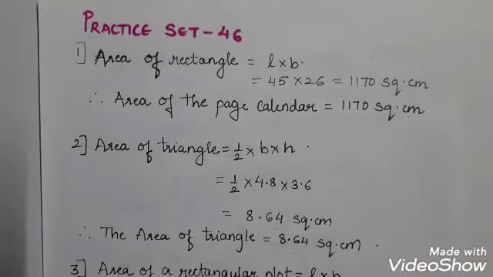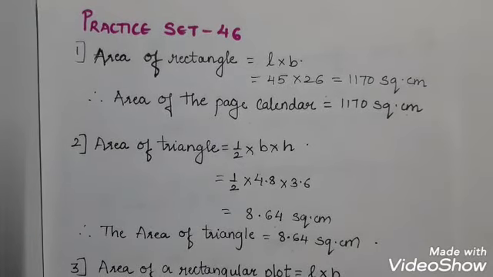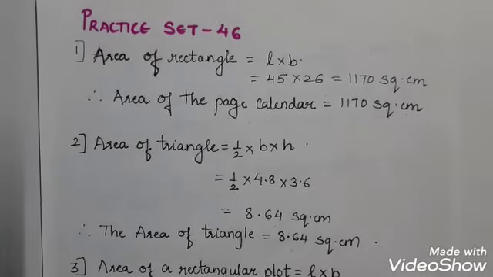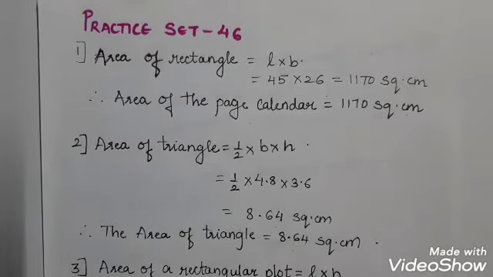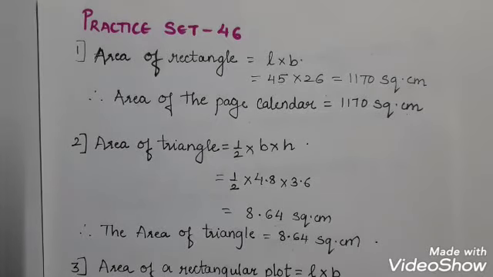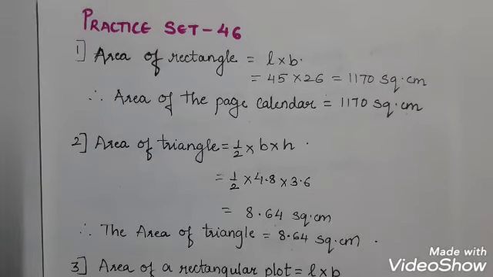A page of a calendar is 45 centimeter long and 26 centimeter wide. What is its area? Now here the length is given and the breadth is given. Length is 45 centimeter and breadth is 26 centimeter. Now here they have not said anything like what is the area of a rectangle. They have just given you the length and breadth, and they have given you that it is a page of a calendar and you have to find the area of the page of the calendar.